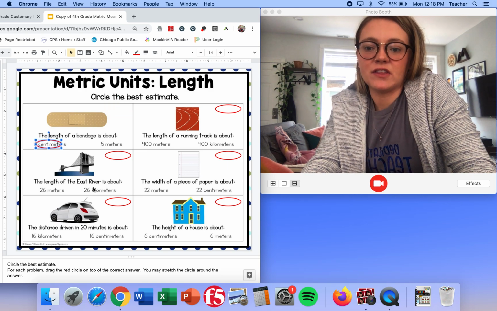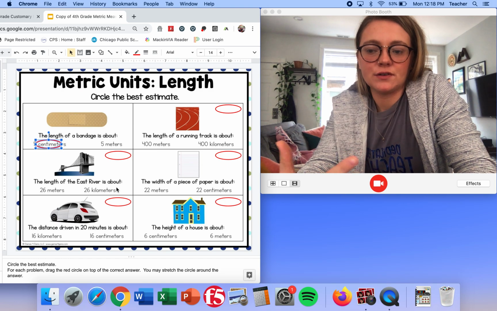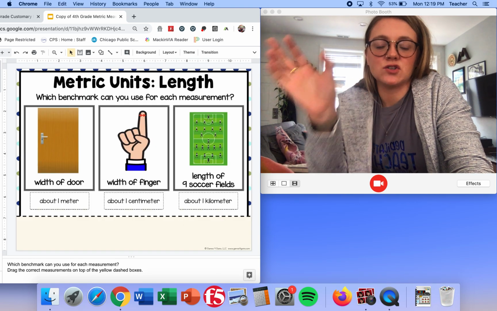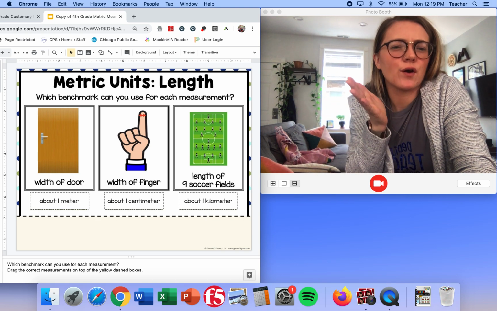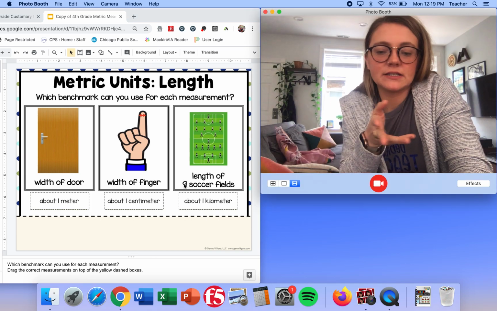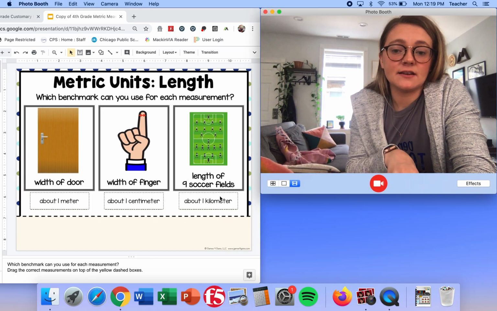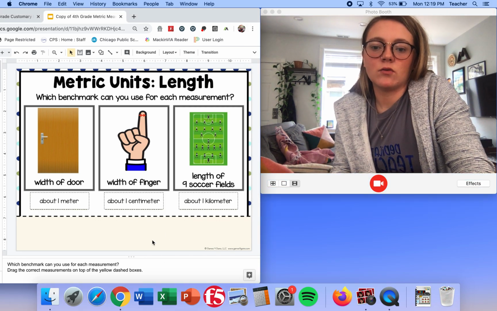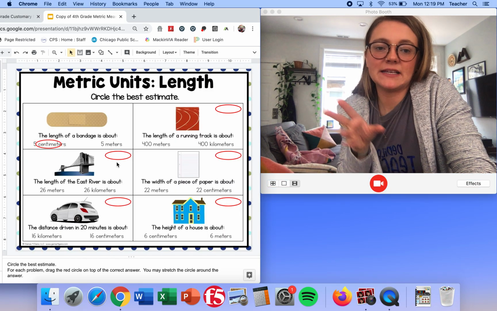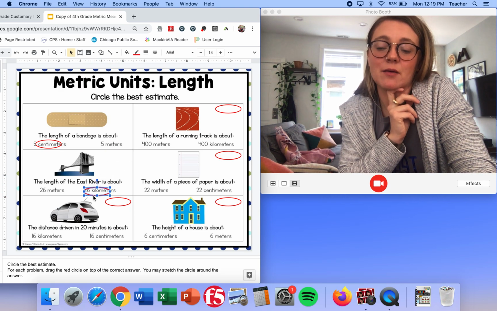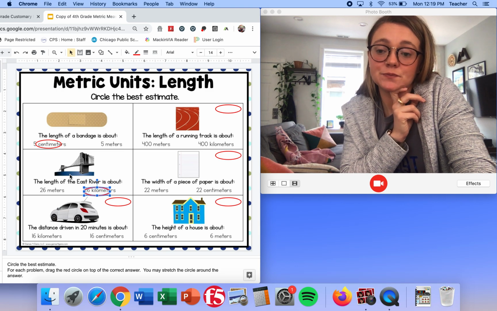The length of the East River. So a river, do we think a river is 26 doors long? Think about a river. Does a river look like it's 26 doors long? Or does it look like it's 26 times 9 soccer fields? Tons of soccer fields. What do you think? Is a river 26 doors long or 26 kilometers? I'm going to go with 26 kilometers. That river looks really big.